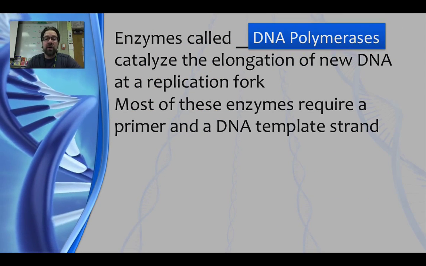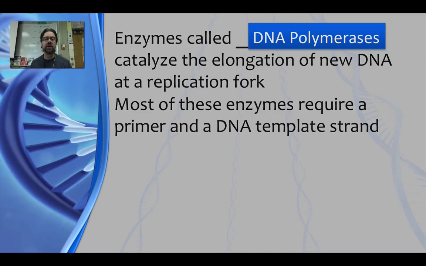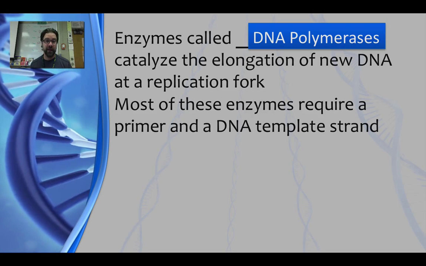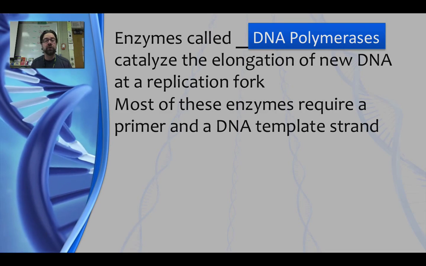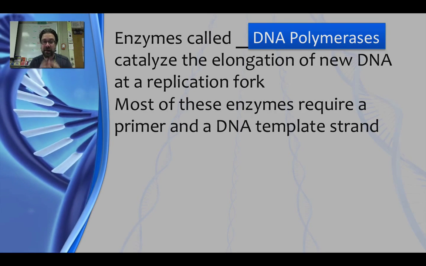That enzyme is called DNA polymerase. It catalyzes the elongation of a new DNA strand at a replication fork. So basically, it's putting the right nucleotides in place on what's now a single strand because it's been opened up.